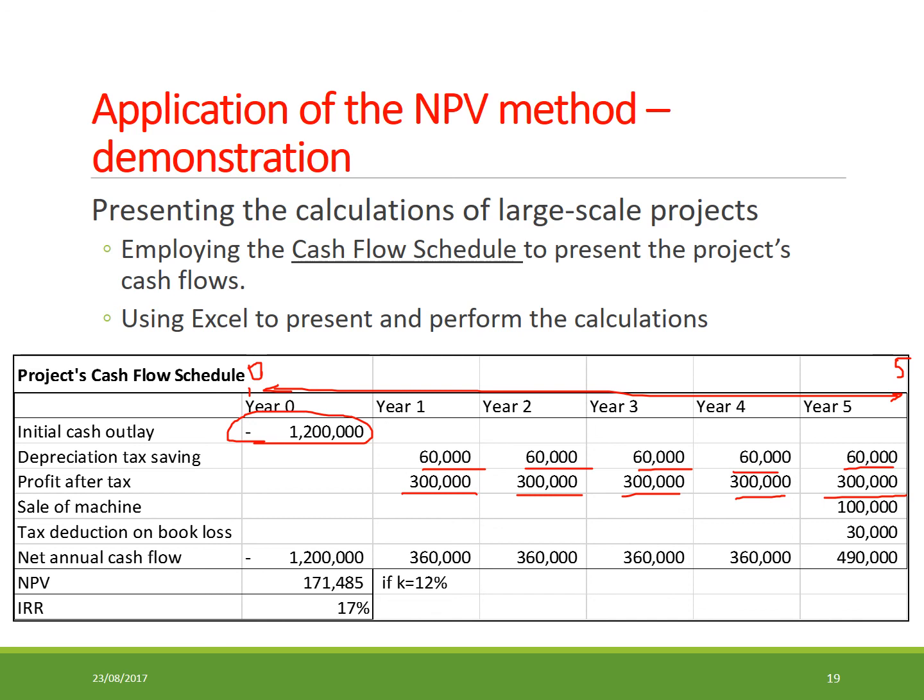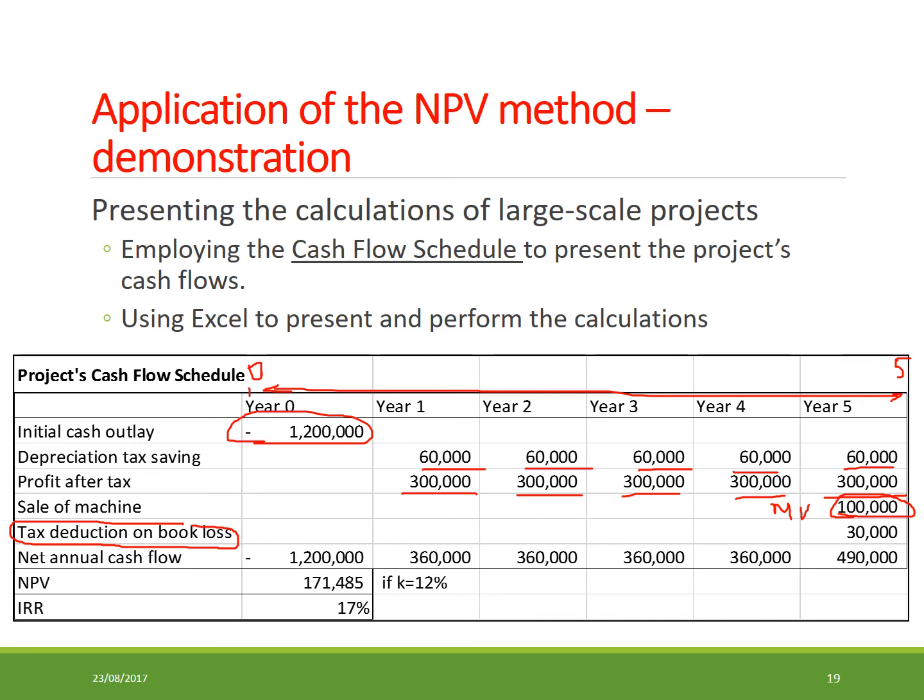At the end of year 5, this is when we liquidate our machine. We sell the machine for $100,000. This is the sale value, the market value of the machine. We make a book loss on this sale, and therefore we get tax credits for the sale. We work out that our tax deduction is $30,000.